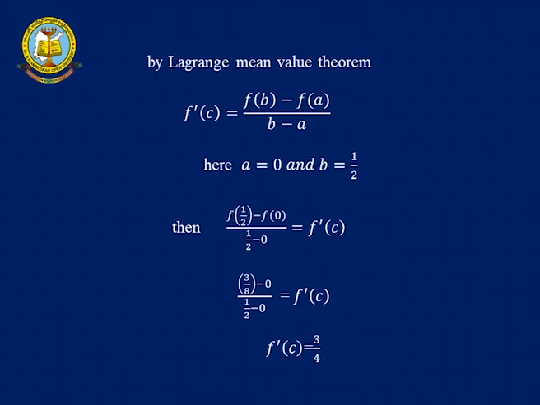Therefore [f(1/2) − f(0)] / (1/2 − 0) = f'(c). Here, how can we find f(1/2)? In place of x we substitute 1/2, and we get f(1/2) = 3/8. And f(0) means in place of x we substitute 0, and we get f(0) = 0. So (3/8 − 0) / (1/2 − 0). We are getting f'(c) = 3/4.